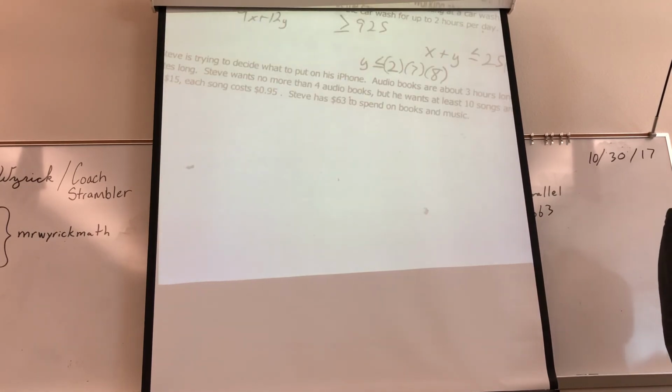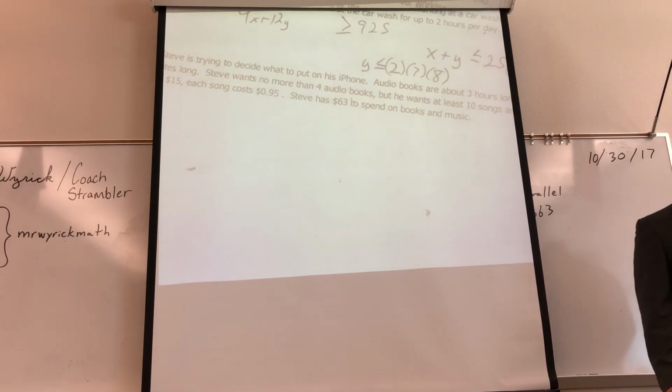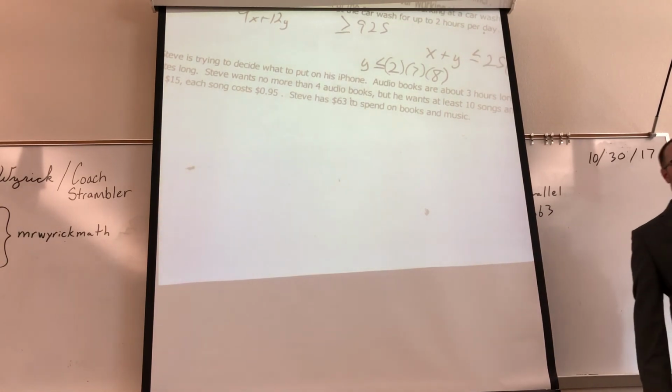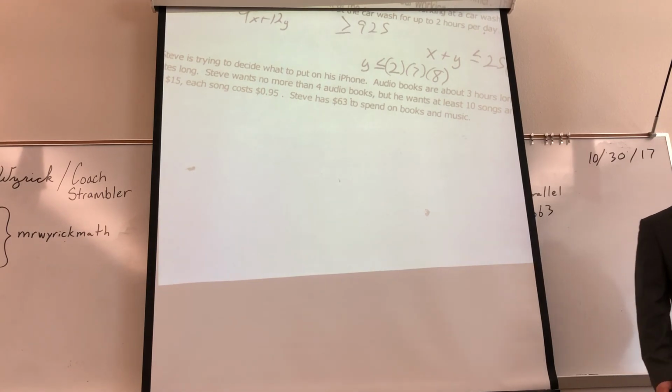Steve's trying to decide on what to put on his phone. Audiobooks are 3 hours long. Songs are 3.5 minutes. So the 3 hours you probably convert to minutes, something like that. He has $63 to spend. Set the whole thing up as an inequality, graph it, see what's going on.